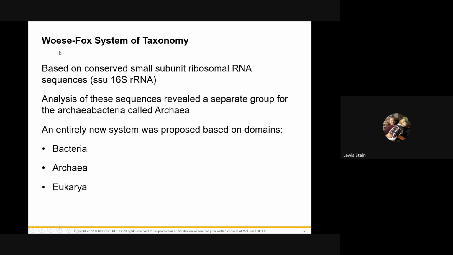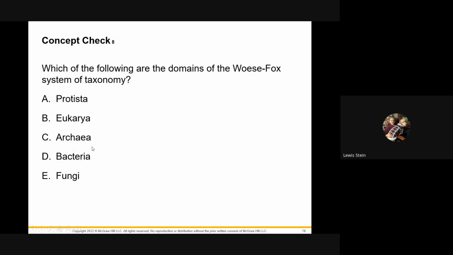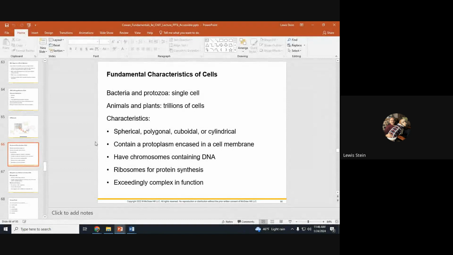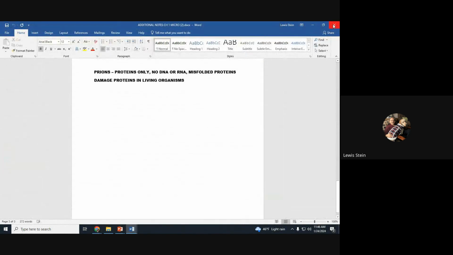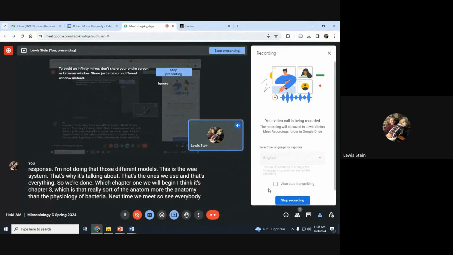This is the Weiss system, that's what I was talking about. That's the one we use, and that's everything. So we're done with chapter 1. We will begin, I think it's chapter 3, which is really more the anatomy than the physiology of bacteria, next time we meet. So see everybody on a Friday. Thank you very much.